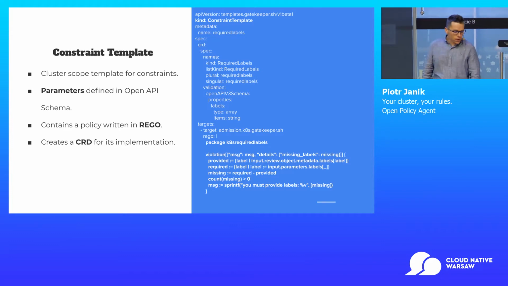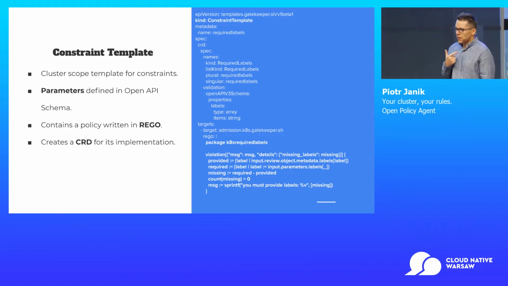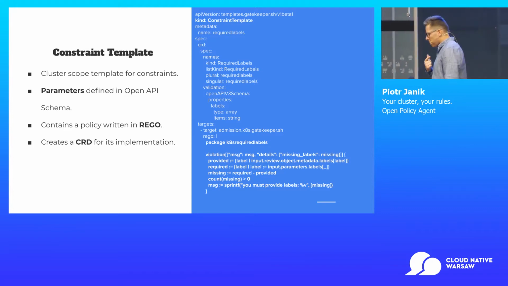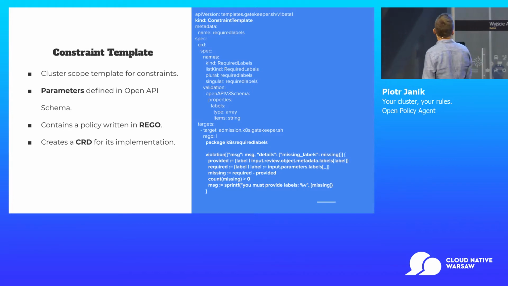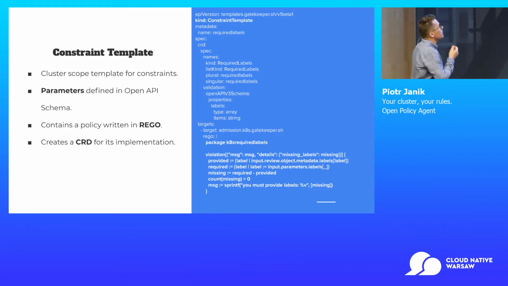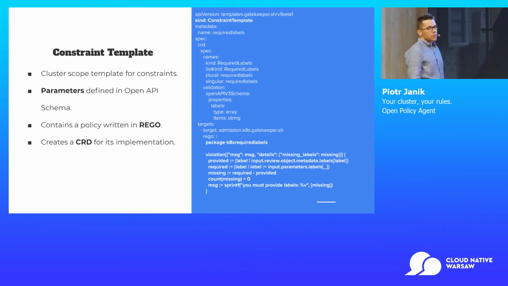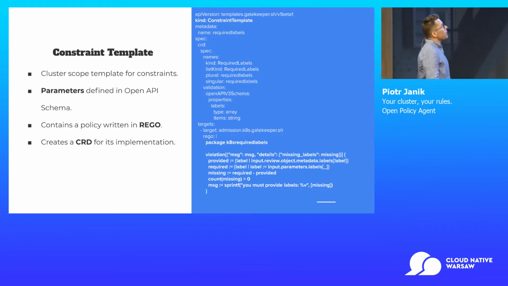Okay, so there are two major components of Gatekeeper. The first one is the Constraint Template. In the first part, you can clearly recognize this is some manifest, some resource in Kubernetes. This is a CRD, right? But down there is Rego, and here it gets complicated.